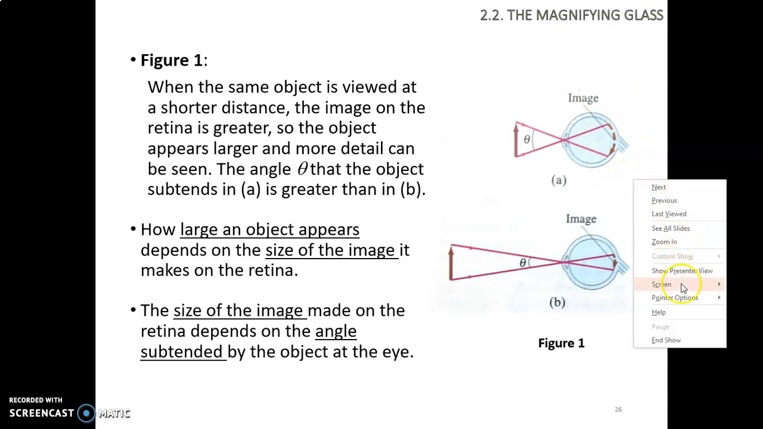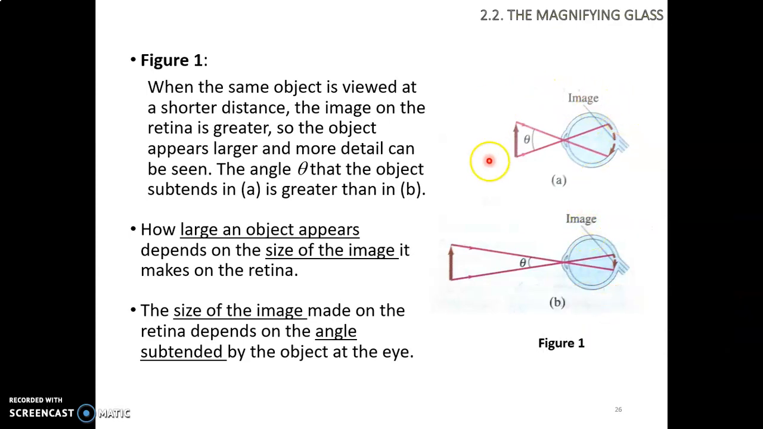As you can see in the figure in this slide, this is what happens to our naked eye. If we place an object far from our eye, the angle here is smaller, and this angle will be subtended to the angle at the back of our lens. An image will form on the retina.